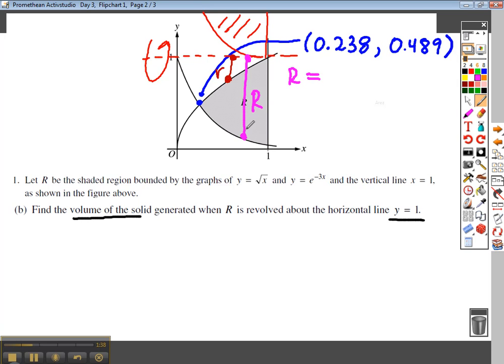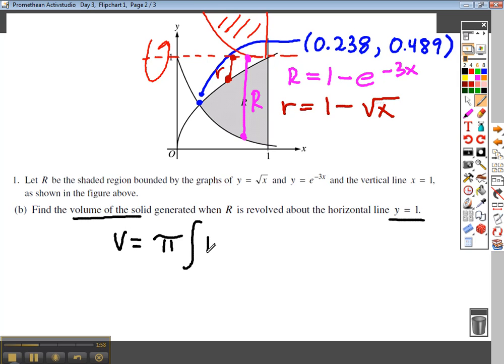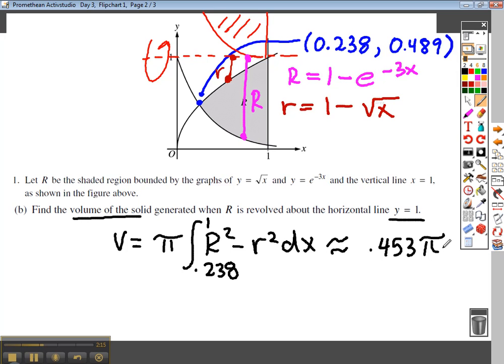Let's find big R. Big R is going to go top minus bottom. The top is 1. The bottom is the exponential, e to the negative 3x. If I look at little r, top minus bottom, the top is 1. The bottom is square root of x. To find the volume, I'm just going to have to go pi times the integral of big R squared minus little r squared dx, and we're going to take the same limits, 0.238 to 1. Again, plugging in the calculator. If you work this out, this is approximately equal to 0.453 pi. So that's the volume of revolution.